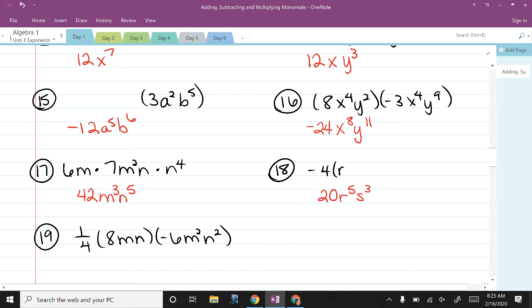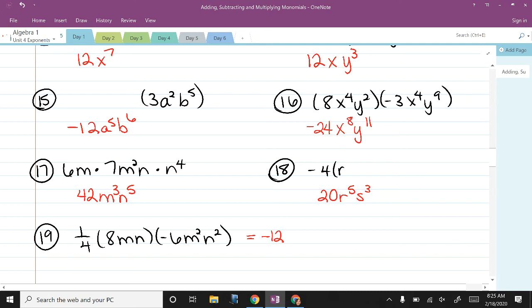All right, look at 19. 1/4 times 8mn times negative 6m squared n squared. We're going to do this in our head, y'all. We're going to multiply all our numbers, 1/4 times 8 times negative 6. Take care of this first. 2. That's 2. Is that hard? No. And then it's just 2 times negative 6. What's 2 times negative 6? Negative 12.